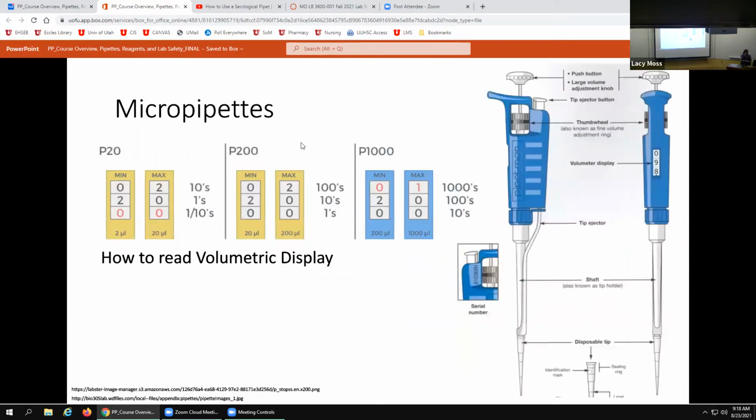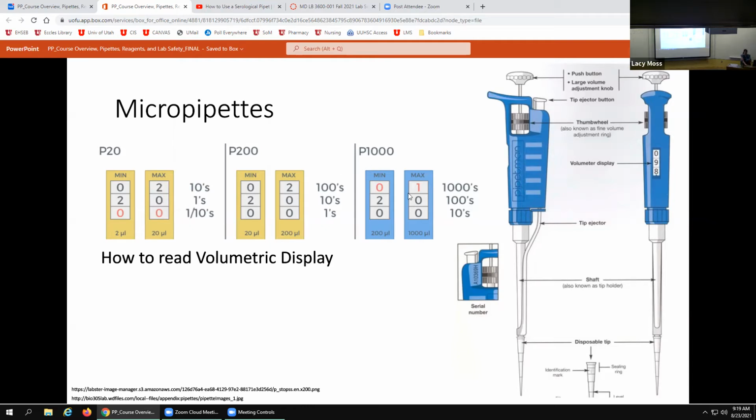Reading the volume that micropipettes are set to can be a little tricky when you first start because the scale changes based on the size of the pipette. In general, this is a P20, the 20 indicates that its maximum volume is 20 microliters. You see the red number, that's the number below the decimal point. So this is the tenths place on a 20. This right here is actually reading 2 microliters, whereas this is reading 20.0.